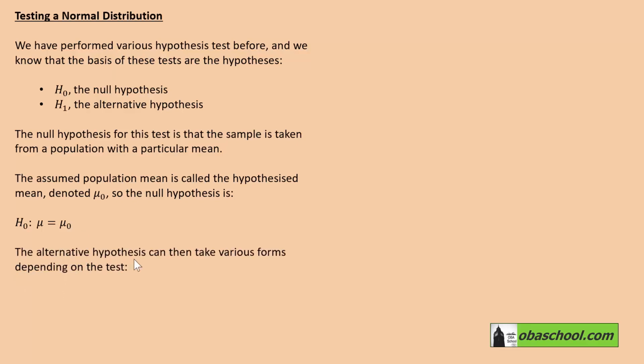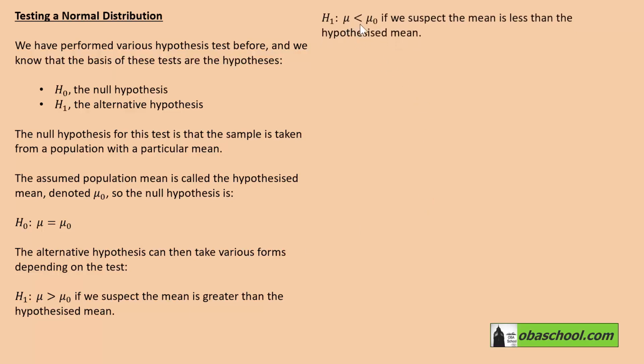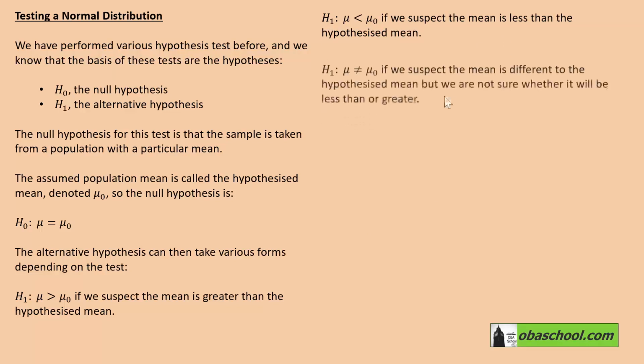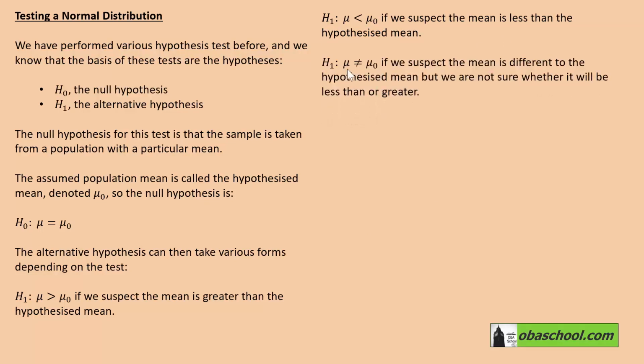The alternative hypothesis can then take various forms depending on the test undertaken. It might be that mu is greater than the hypothesized mean if we suspect that the mean is greater than the hypothesized mean. It could be that it's less if we suspect the mean is less. Or we might just simply suspect that the mean is different to the hypothesized mean, and we're not sure whether it's less than or greater.